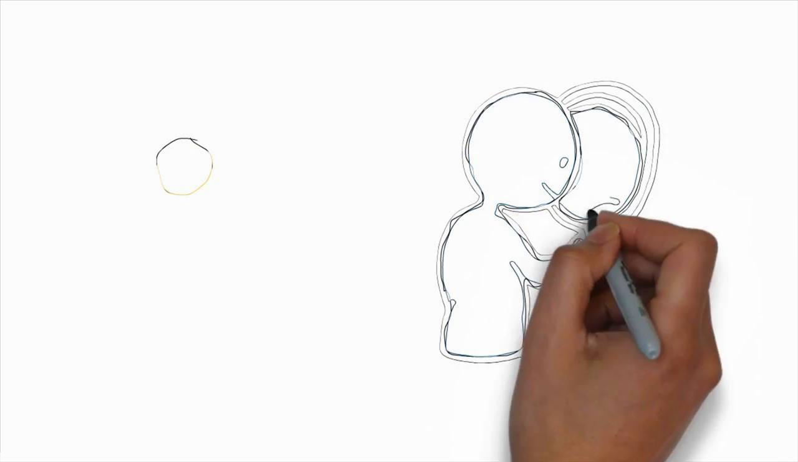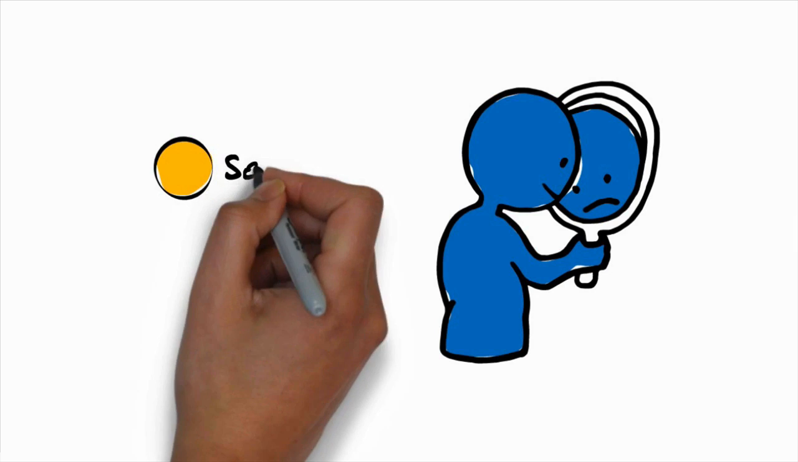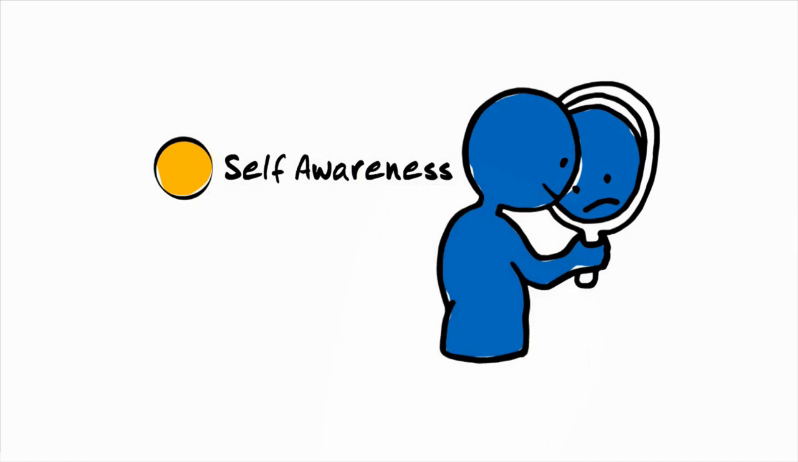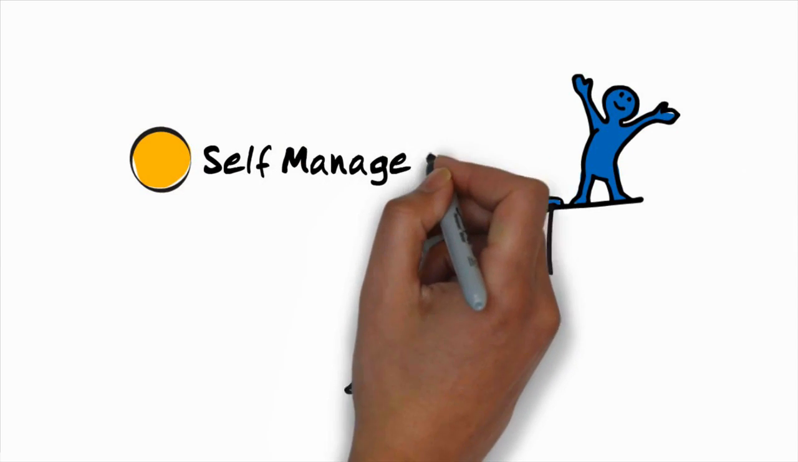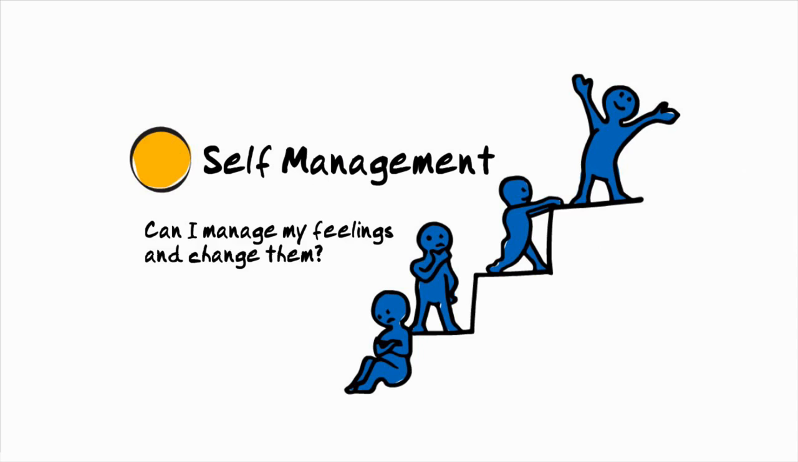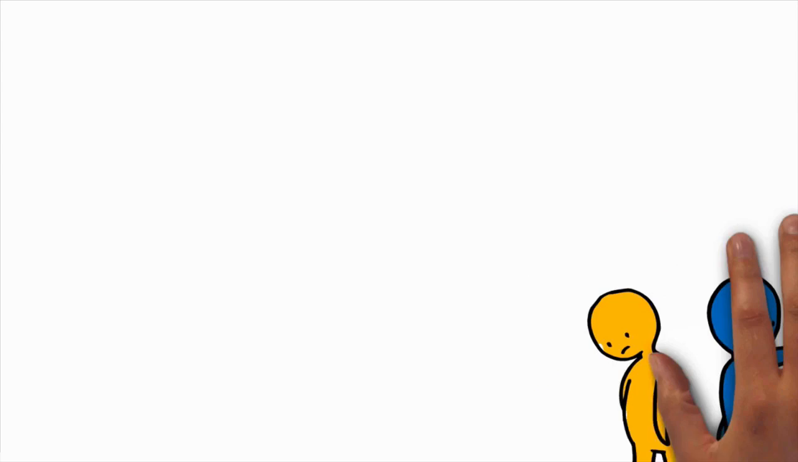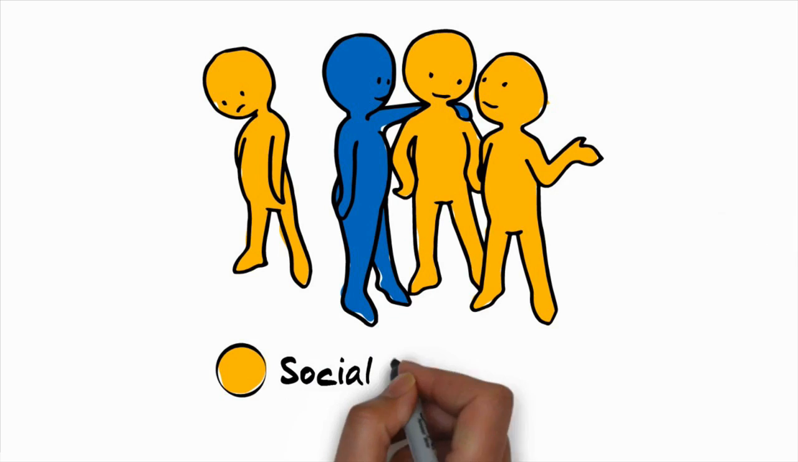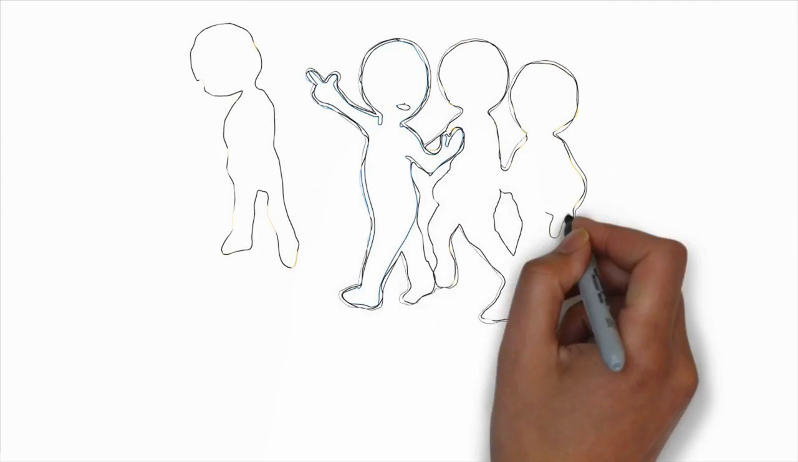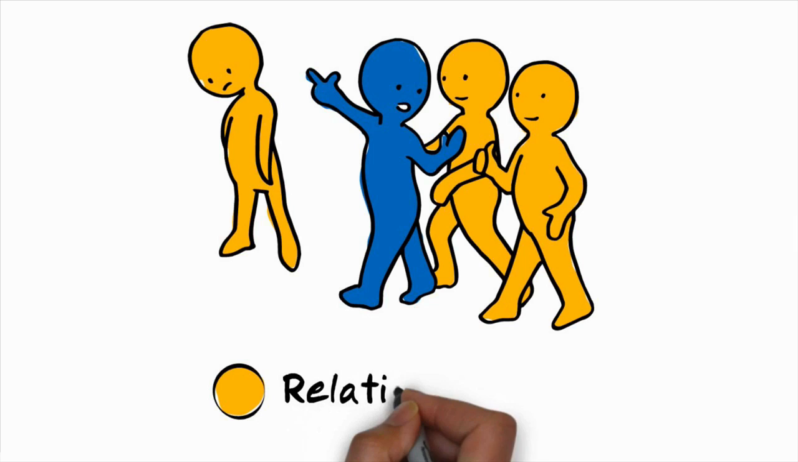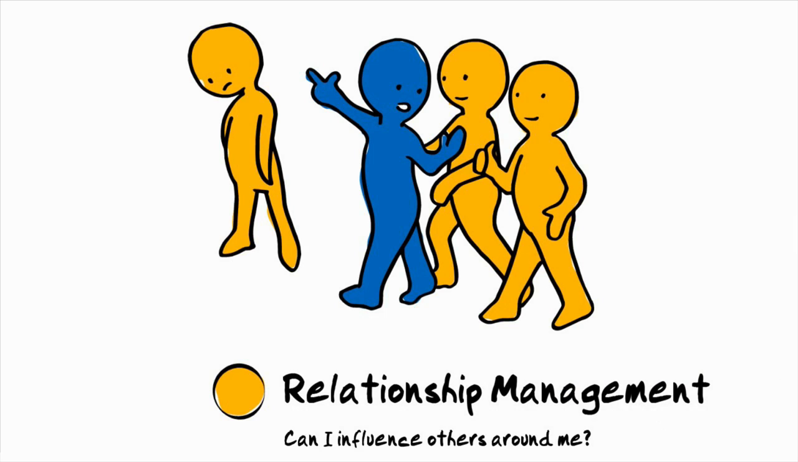The social and emotional aspects of the teaching materials have a built-in progression that begin with self-awareness. Do I recognise my own emotions? Can I communicate my own feelings? That moves on to self-management. Can I manage my feelings and change them in a way that is positive? We then move on to social awareness. Do I recognise those emotions in those people around me? And finally, relationship management. Can I influence others around me, and how?